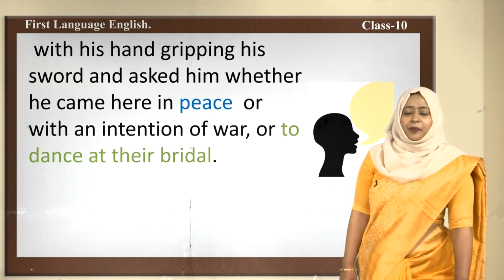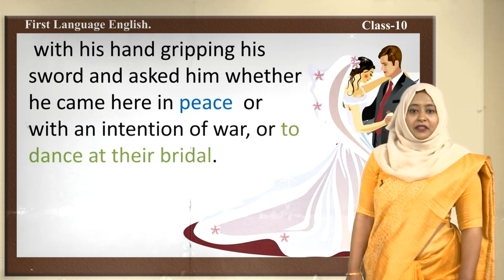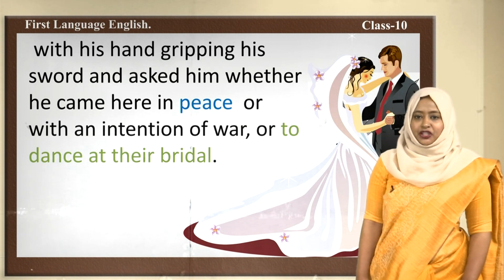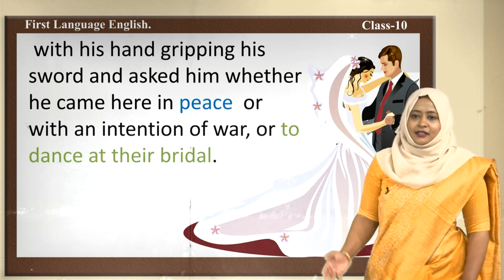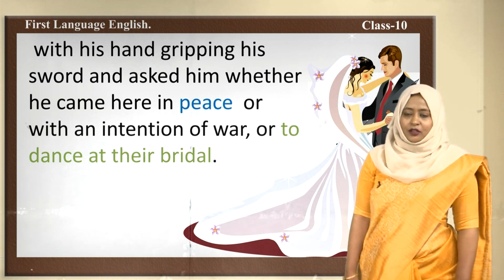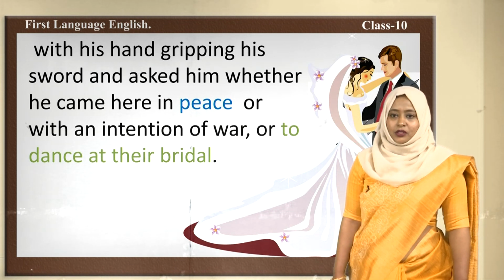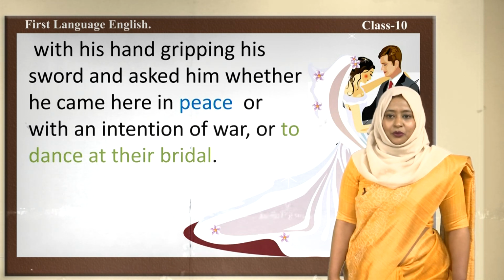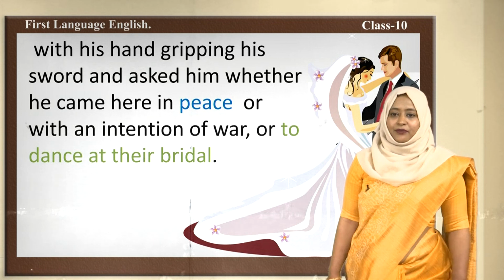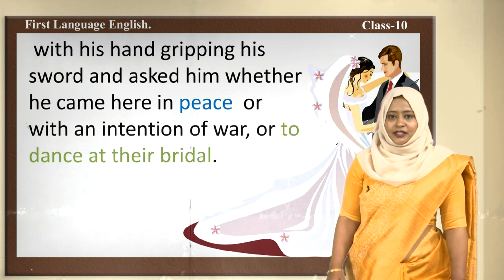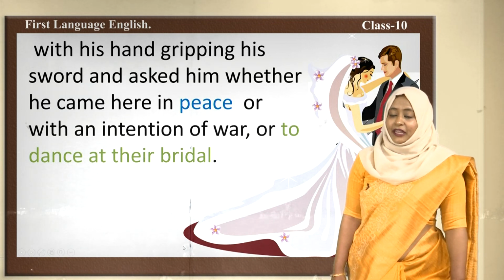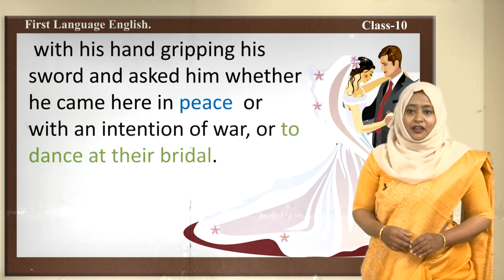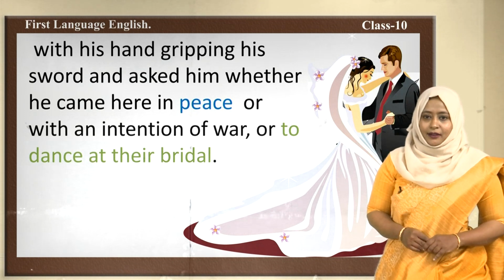with his hand gripping his sword and asks him whether he came here in peace or with an intention of war, or to dance at their bridal. So one of the important factors of European marriages is that they dance before the marriage. They have food, they have wine, and this is how their celebrations are done. So when the father of Ellen sees Lochinvar coming there, he asks, why have you come here? What is your purpose of coming here?